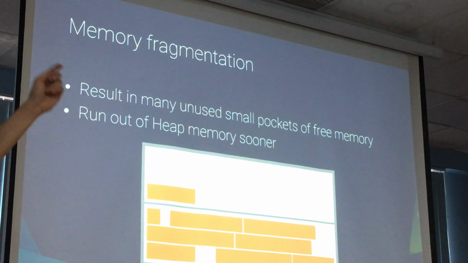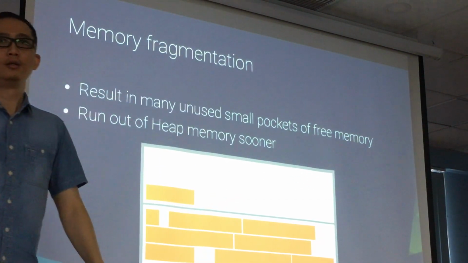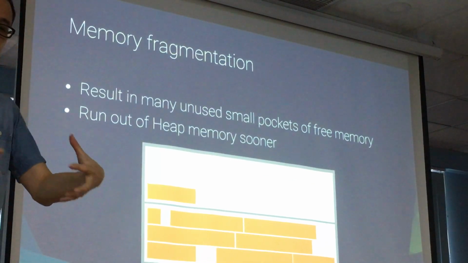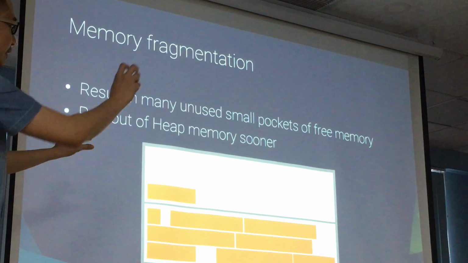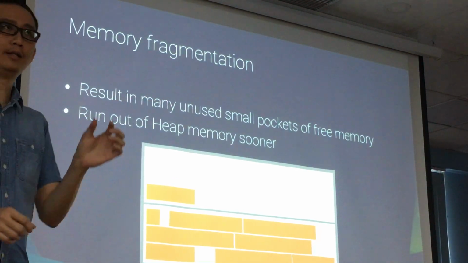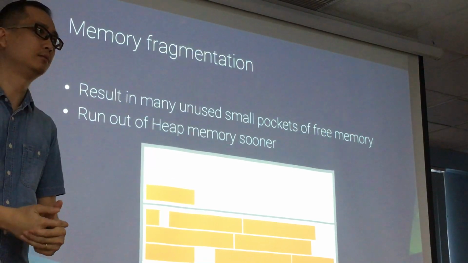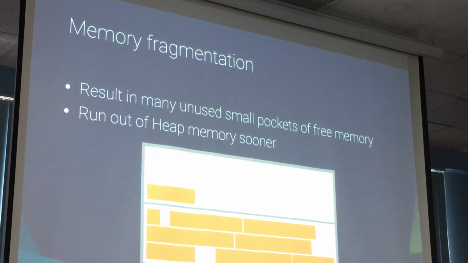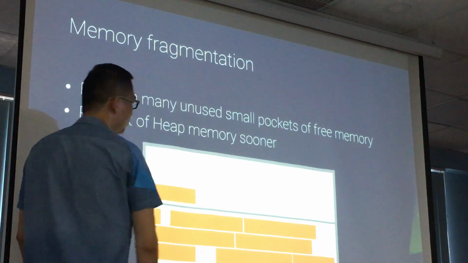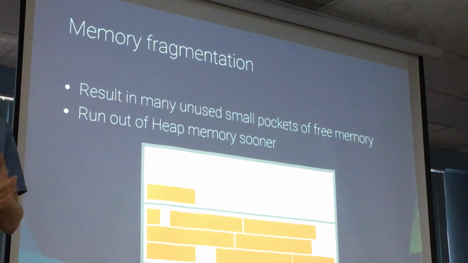But there's a problem here, right? You can see these pockets of free memory. If you add them up, you can get a sizable chunk, right, that's usable. But because they exist in different locations of the memory and they are too small on their own, they are wasted space. Unless you request small memory, then you can fit in, but otherwise they are wasted. So you run out of heap memory faster.